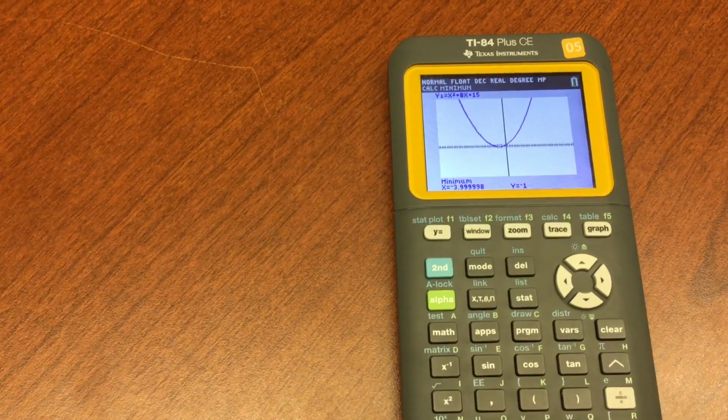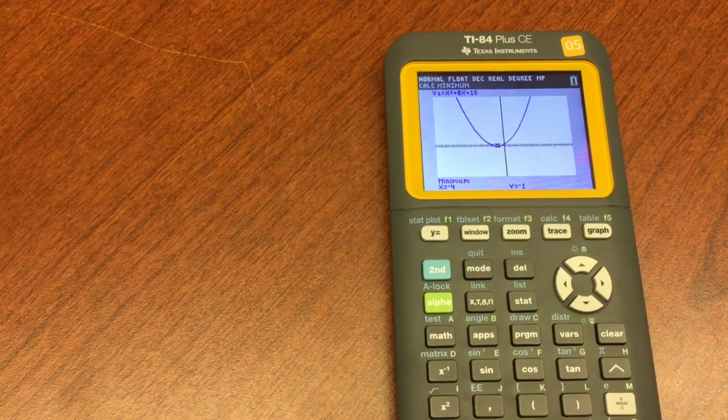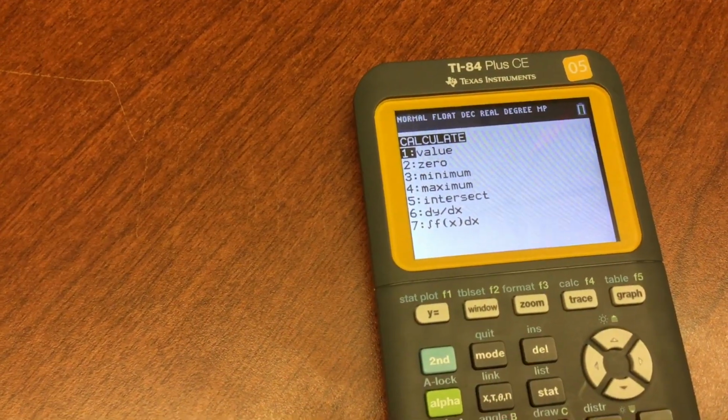So it's basically -4. So now it's giving it to me exactly. -4, -1. All right, so in my notes I want to put vertex and I'm going to put it at -4, -1. Now I want to find the y-intercept. So going back to my graphing calculator. Values, so I'm just going to push enter.